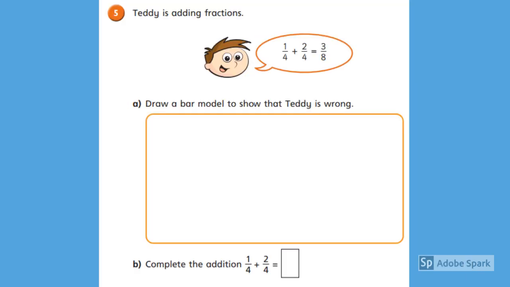For question number 5, Teddy is adding fractions. He says 1/4 add 2/4 equals 3/8. Draw a bar model to show that Teddy is wrong. And then for question B, complete the addition 1/4 add 2/4 with the correct answer.